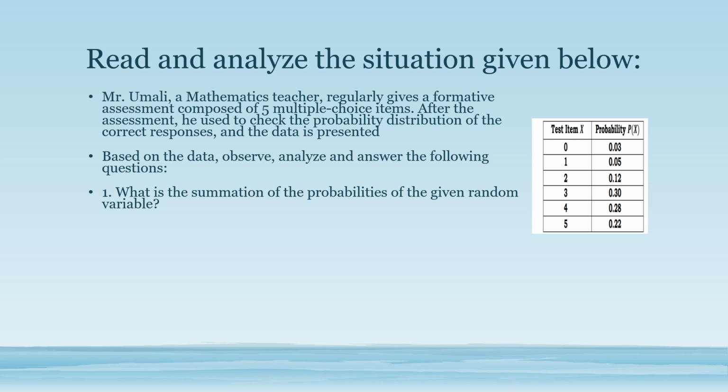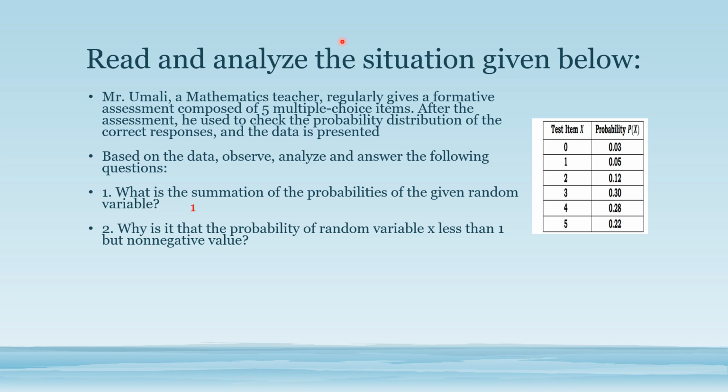Number 1. What is the summation of the probabilities of the given random variable? When we say summation, it means we will just add all the values of the probabilities. And the answer is 1. Number 2. Why is it that the probability of a random variable x is less than 1 but not a negative value?